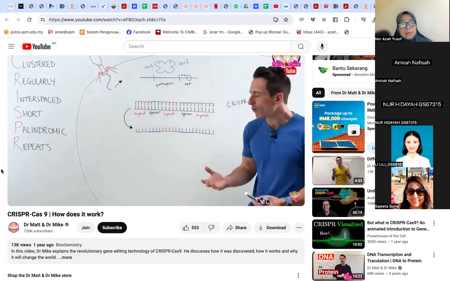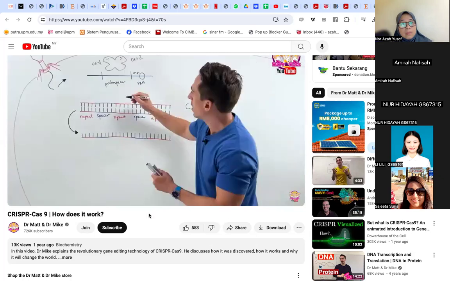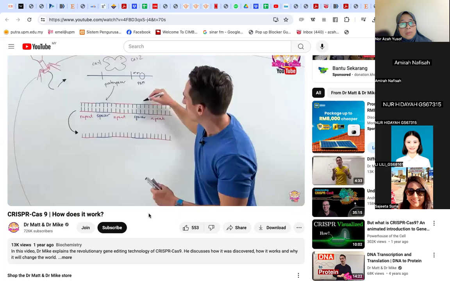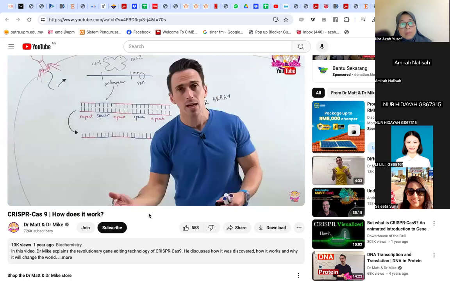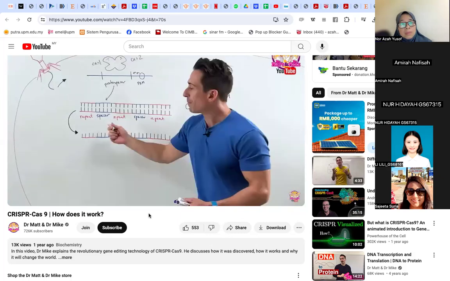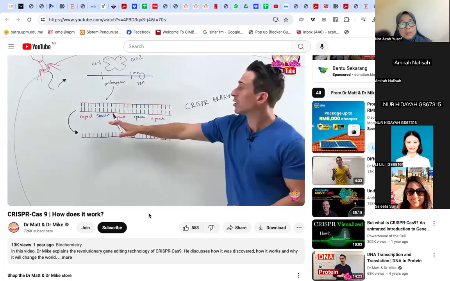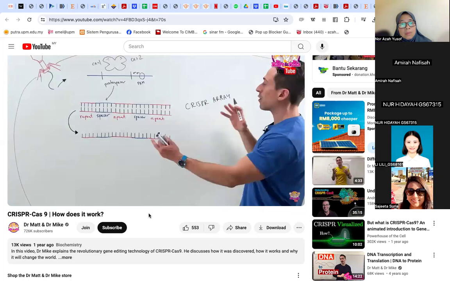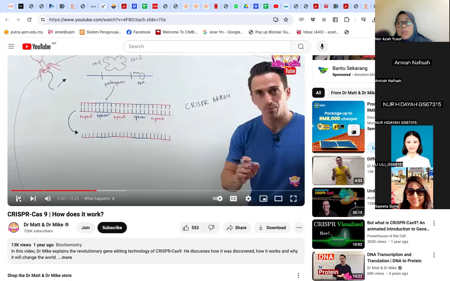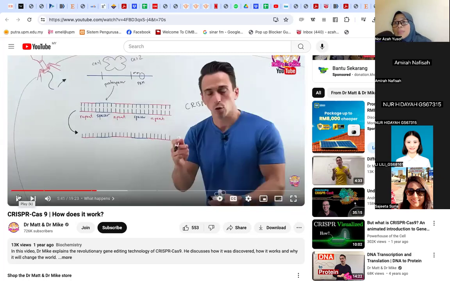And here I've only got two spaces, which means this one has actually come from this virus. But this one will have come from another virus. And as I said earlier, some bacteria and archaea can have hundreds of these spaces, so very long CRISPR arrays. So it can store memories of a different virus, yeah? Right? Question is now, what happens?